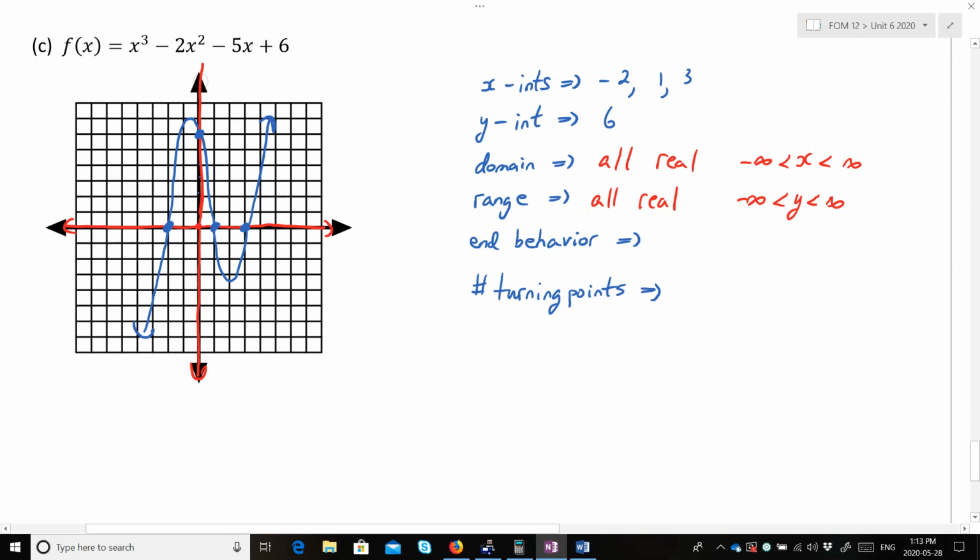The end behavior. The curve extends from quad 3 to quad 1. And the number of turning points: the graph goes up to the top of the hill, turns back, goes down, and then gets to the bottom of this other little valley and turns up. So there are 2 turning points.